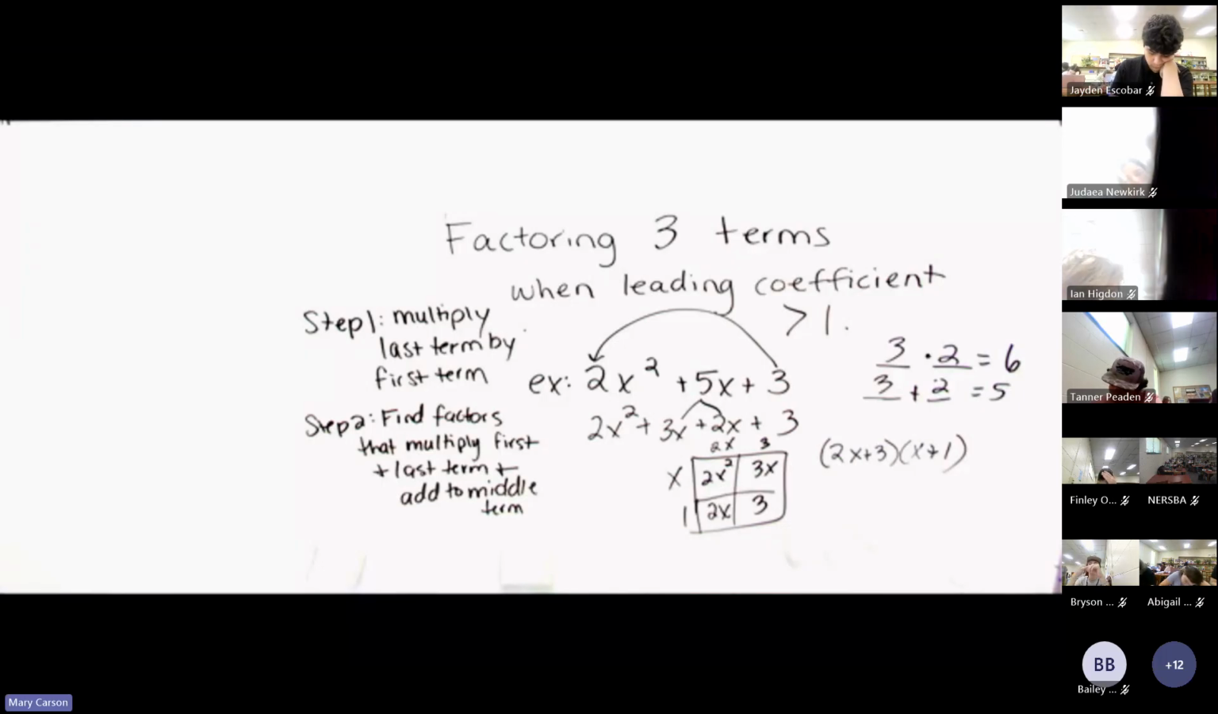So I should write up here step 3. Create 4 terms and factor by grouping or reverse box. All right, I'm going to let you guys finish writing that for a second, okay?